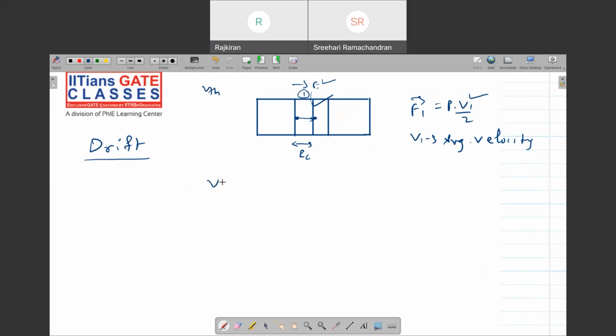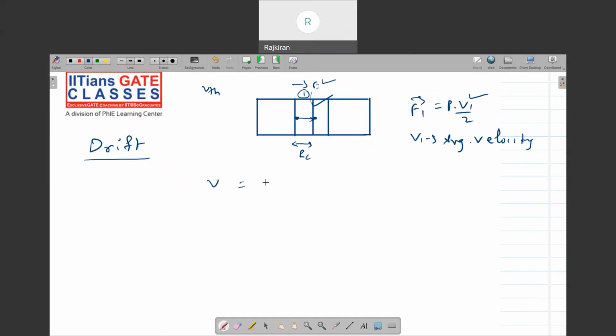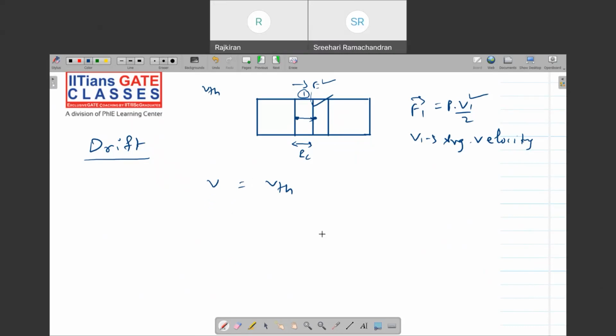Velocity will be V is equal to... So what I'm telling, the average velocity of the particles moving from left to right. Whenever a particle, just after generation, starts from this point, it will try to reach here.